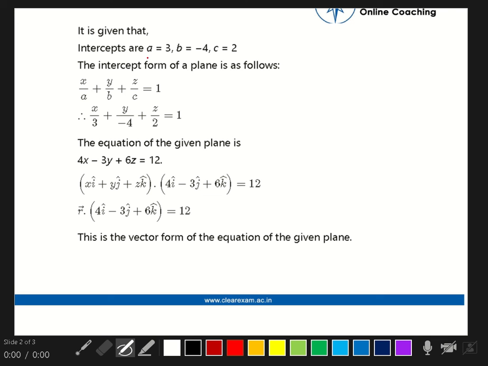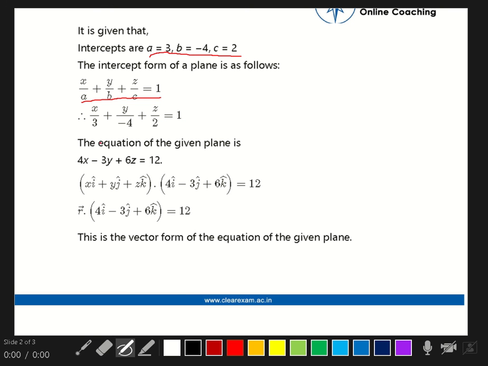It is given that we have intercepts, let a be equal to 3, b equal to minus 4 and c equal to 2. We are assigning variables to the intercepts. Now this is the intercept form of the plane. This is the equation x by a plus y by b plus z by c equals 1. Put the values of a, b, c in this equation. We will get x by 3 plus y by minus 4 plus z by 2 equals to 1.